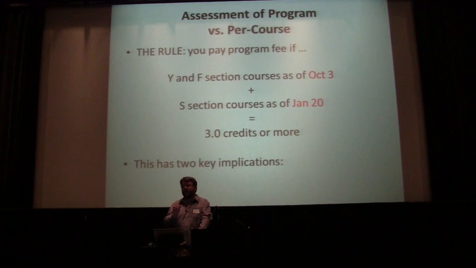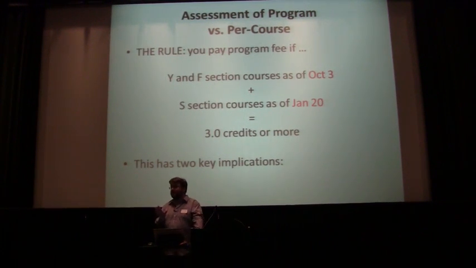This is the rule, and I don't expect you necessarily to absorb this in great detail now, but I want to highlight it for any one of you who might be at that threshold: do I do 3 credits, do I do 2.5? Here's how they calculate it. You pay the program fee, the flat fee, if your Y and F section courses, those are the courses that start in September, that you're in as of October the 3rd, plus the S section courses as of January 20th, all add up to 3 credits or more. If that proves true, you pay the program fee.